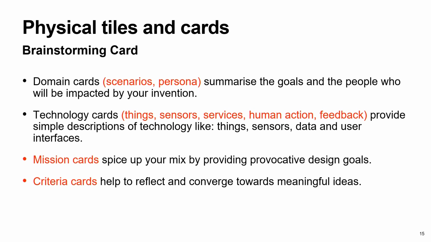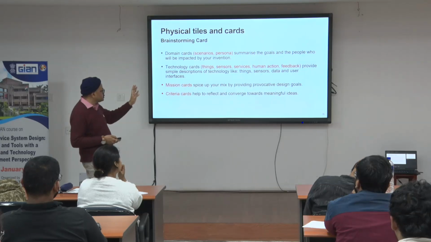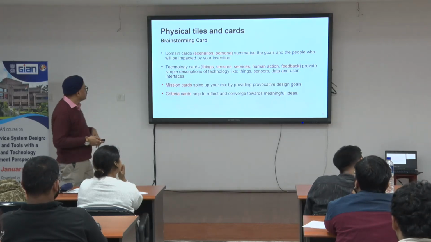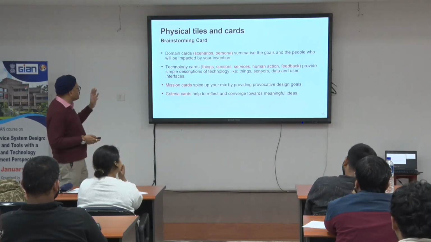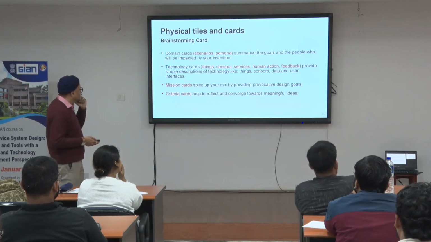It can be different sensors that are attached to those objects, right? Services, what are different services that you are getting through those objects? Human actions, what are different human actions that you do with those objects, and what different feedback do you start getting from those objects, right? So things, sensor, services, human actions and feedback. So these are all technology cards, which provide simple descriptions of technology like things, sensor, data and user interfaces.